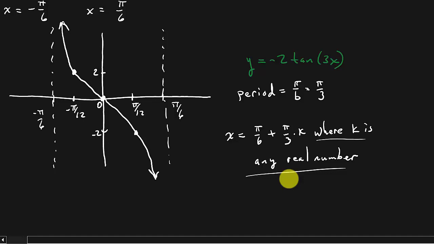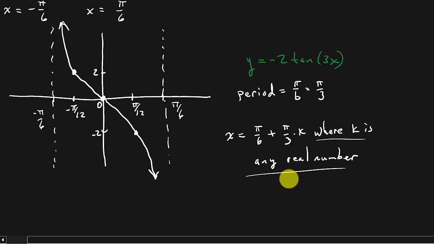But there you go. That's how you graph tangent and cotangent. And I think I said where k is any real number; where k is any integer, that's what I meant to say. So the video kind of turned into a mess there at the end, huh? I'm not saying the right thing. But anyway, you get the idea of how to graph tangent and cotangent. That's the important thing.